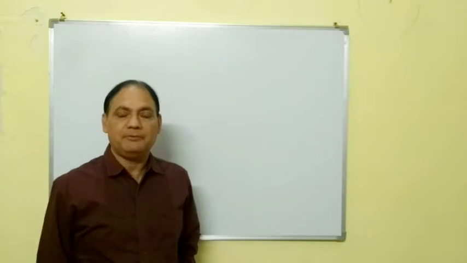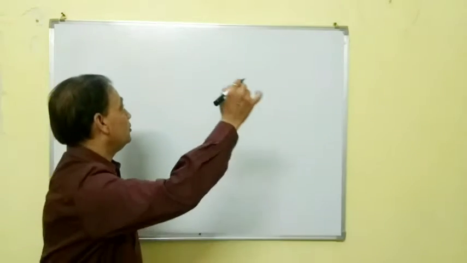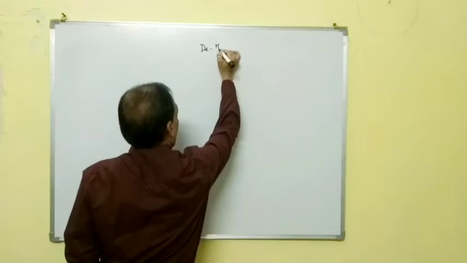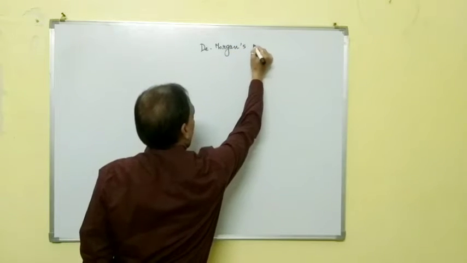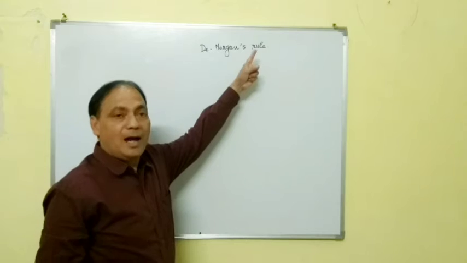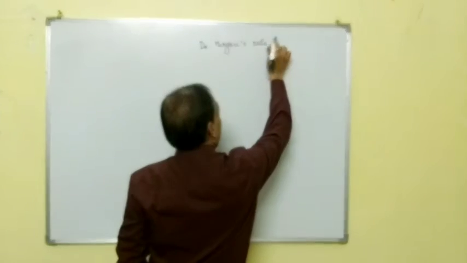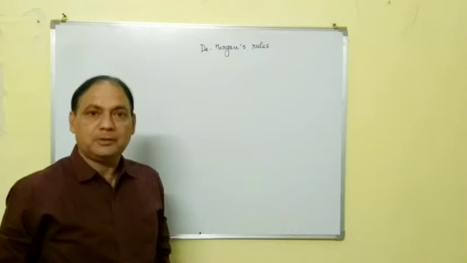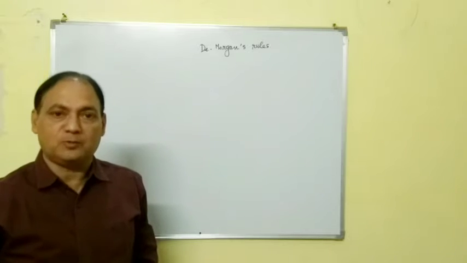In this lecture, we will understand De Morgan's rule in set theory. De Morgan's rule, or De Morgan's theorem. There are two rules. One is about union of two sets and another is about intersection of the two sets.